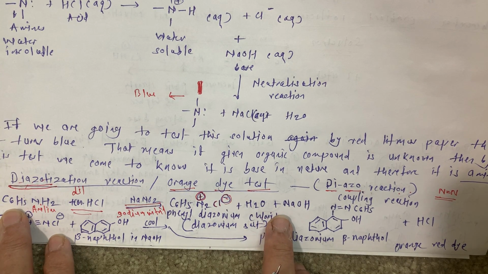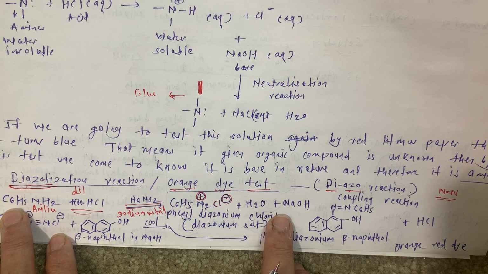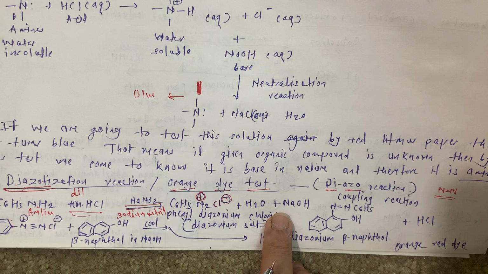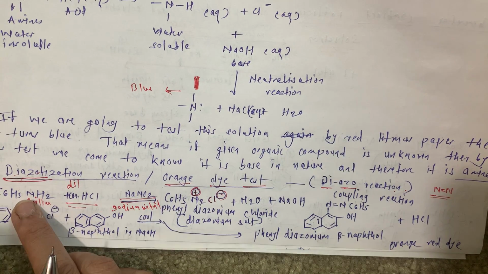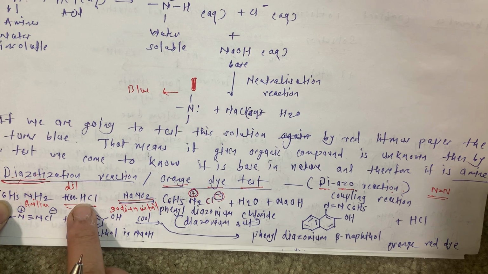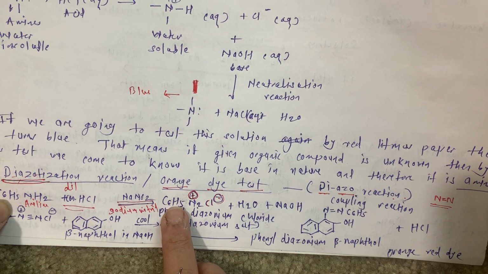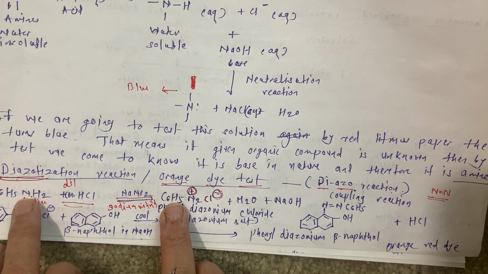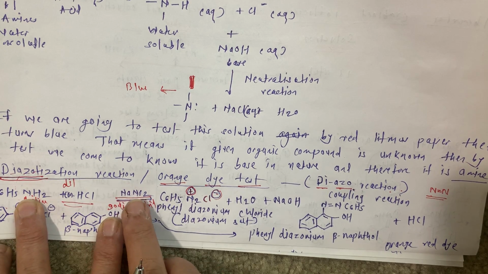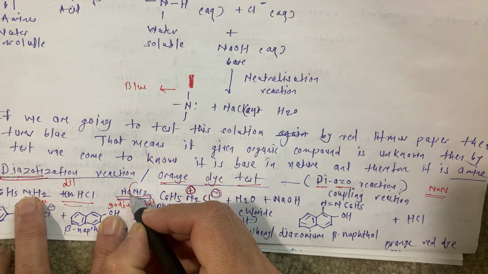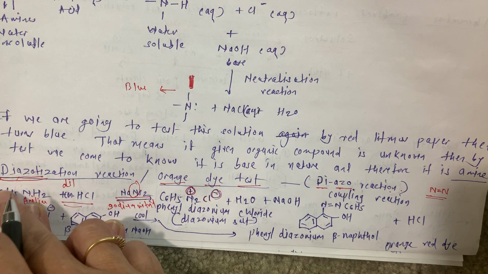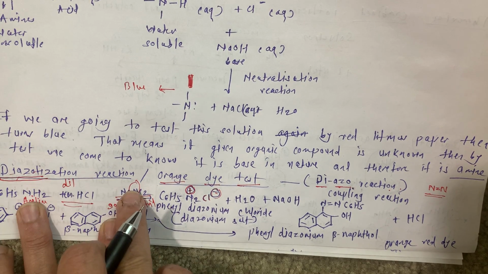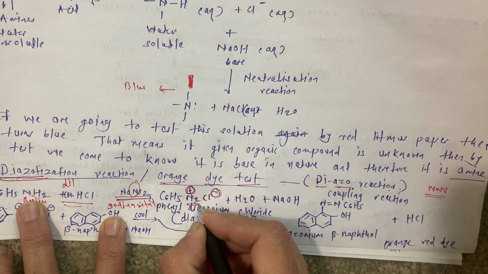We are not going to go into detail on the mechanism because that is difficult to understand in 12th standard. So just see what is going to happen. This is C6H5NH2 reacting with HCl. This is our C6H5. Here there is one nitrogen, and from this NaNO2 there is one nitrogen. One nitrogen from here and one from here becomes N2.